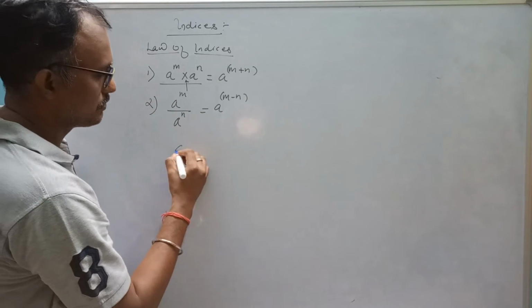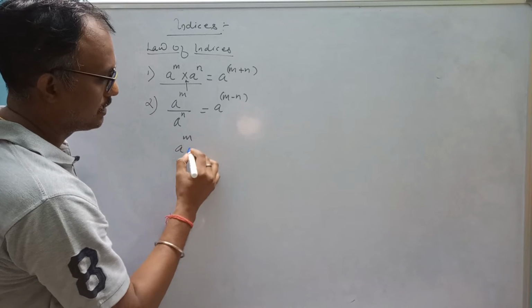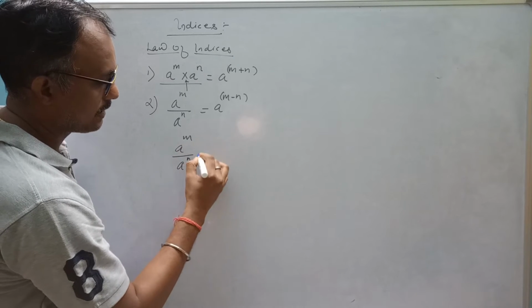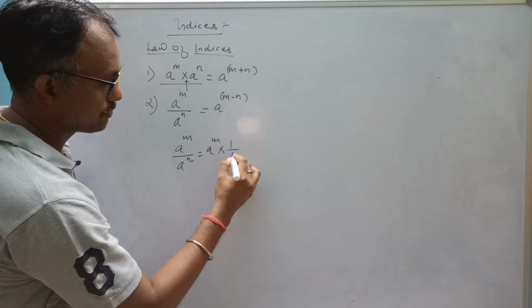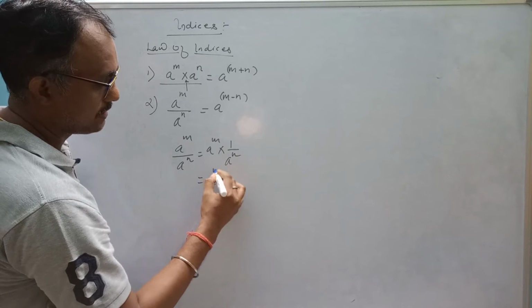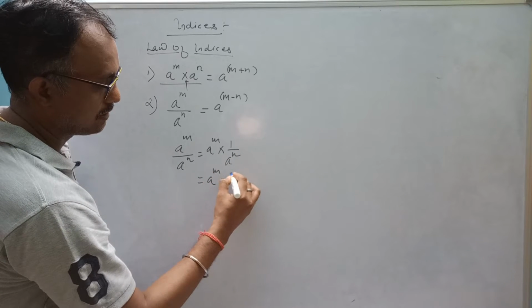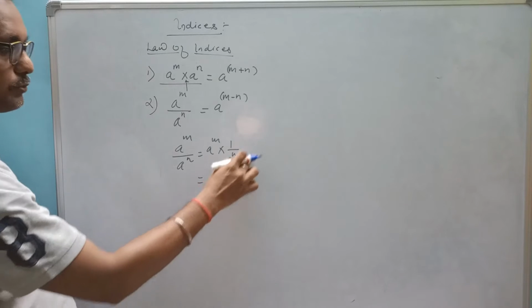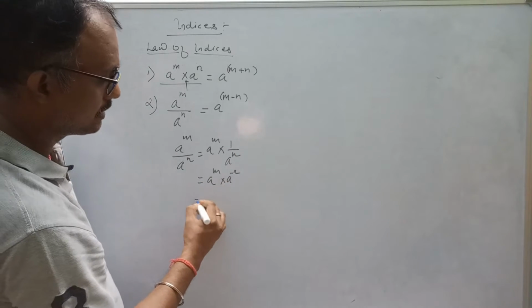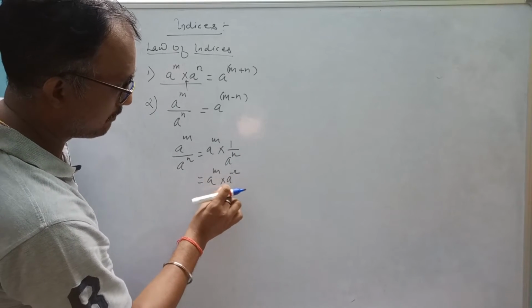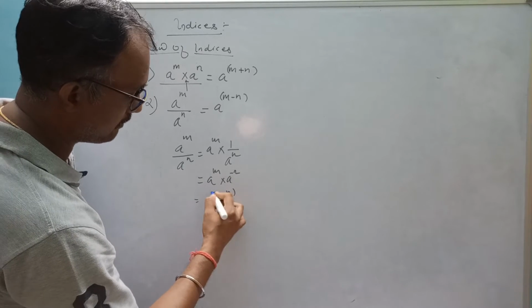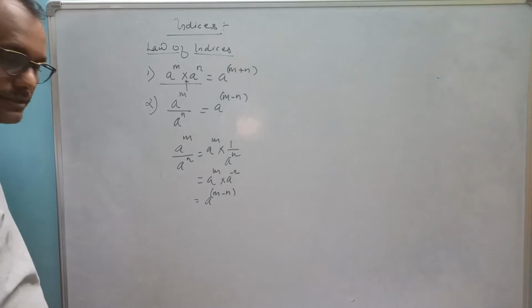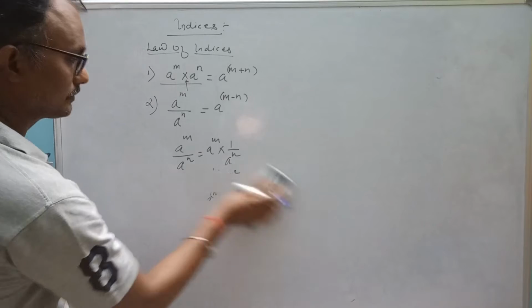Why? Because a raised to m divided by a raised to n can be written as a raised to m multiplied by 1 upon a raised to n. This can be written as, okay, when it goes up it becomes minus. Since these are the same multiplication, you can add the indices, and when you add, it will be like this. That's it. These are the two rules.